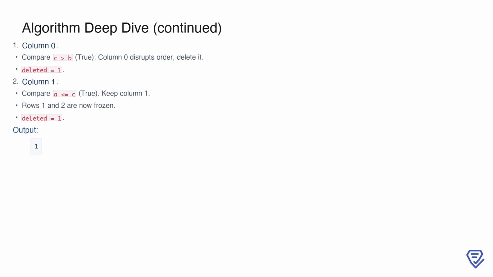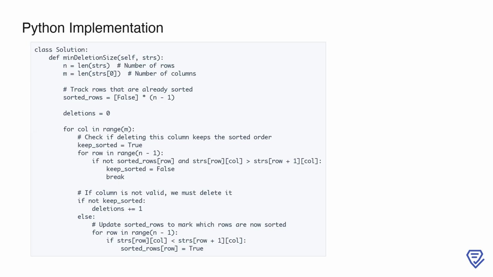correctness and efficiency. Here, we start by defining the minDeletionSize method within the Solution class. The input to this method is strs, which is a list of strings representing the rows of a matrix. First, we calculate n, the number of rows, and m, the number of columns in the input. Next, we initialize a list called sorted_rows with false values, which will help us track which rows are already sorted as we process the columns. We also define a variable deletions to count the number of columns that we need to delete.